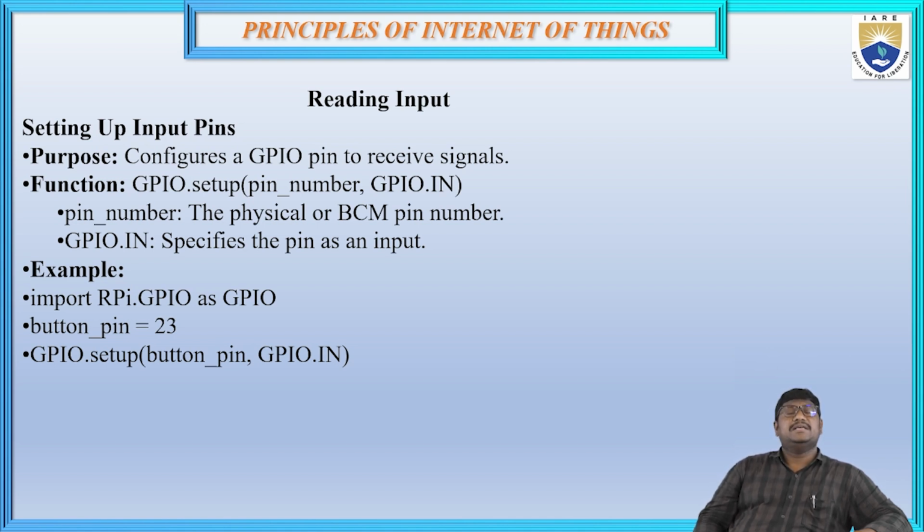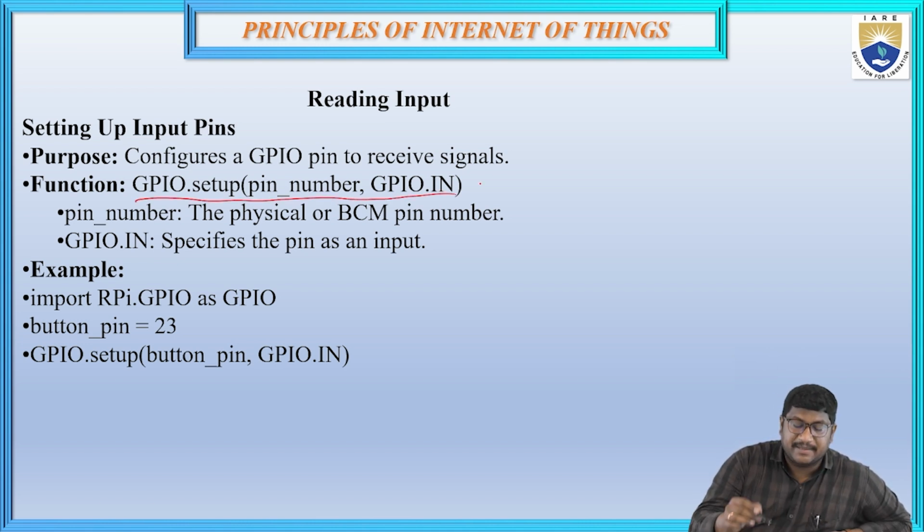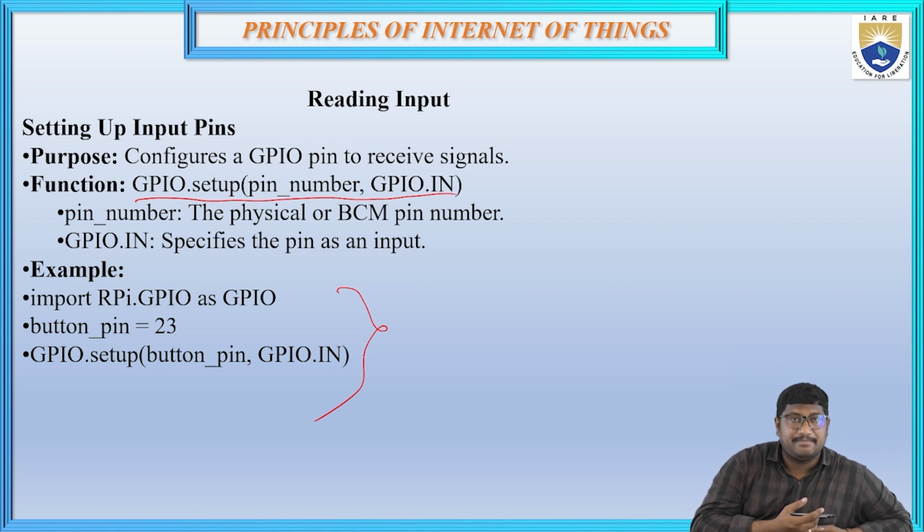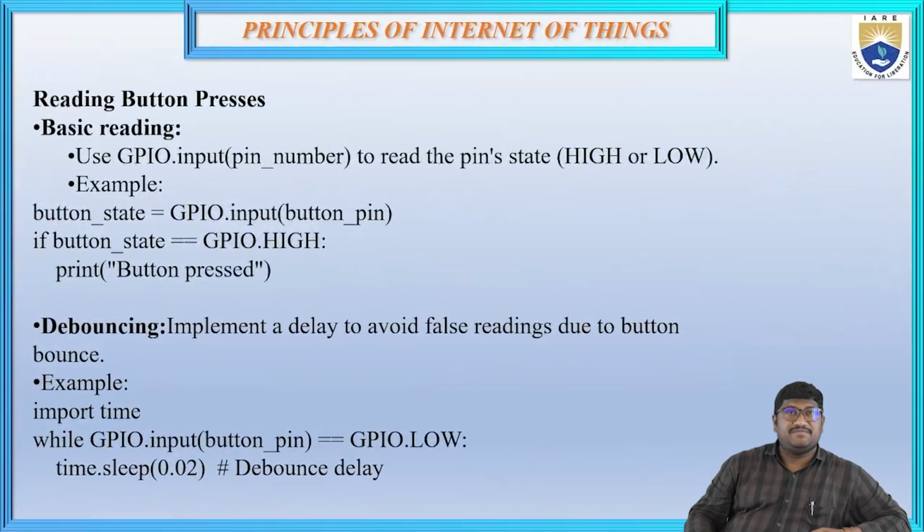Here, reading inputs, we are going to set up input pins. The purpose of these pins is that you need to configure a GPIO pin to receive the signals. And what exactly is the function? See the function GPIO.setup(pin, GPIO.IN). This pin number is a physical or BCM pin number which is started as input. The example for this program, setting inputs: import RPi.GPIO as GPIO, the button pin number is 23, and GPIO.setup as IN. This is how reading input will be done.